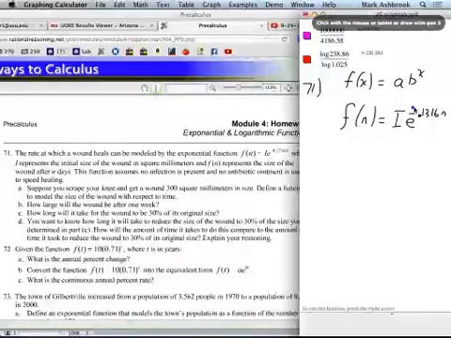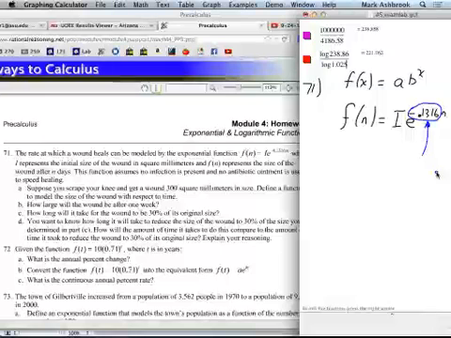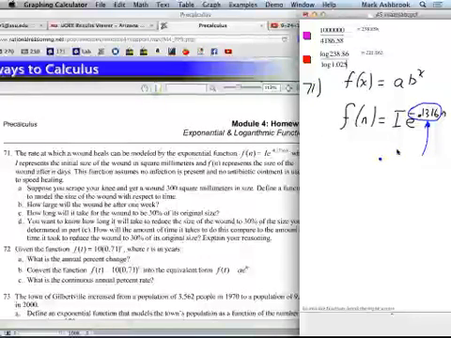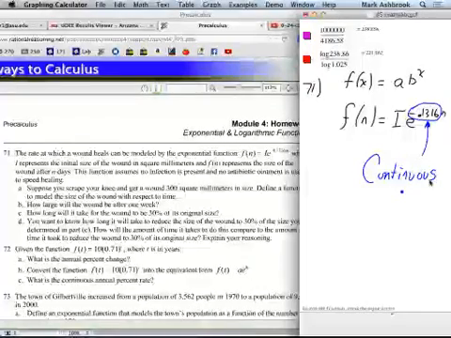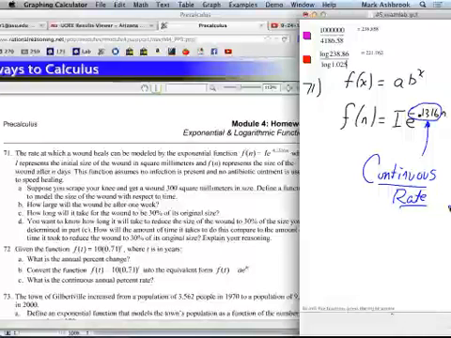What is this number right here? What do we call that number right there? The growth rate, the growth factor? What is it? It's not a growth or decay factor. This is called the continuous rate. So this is from Wednesday. We went over this. Hopefully I didn't lose that PowerPoint. But this is called the continuous rate.